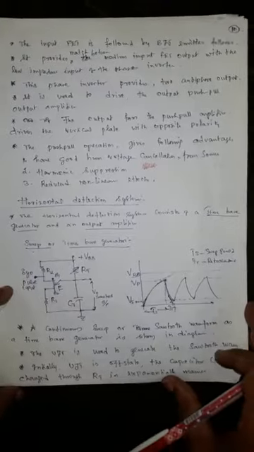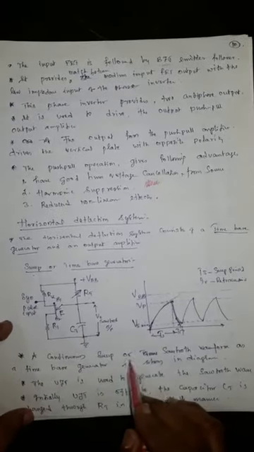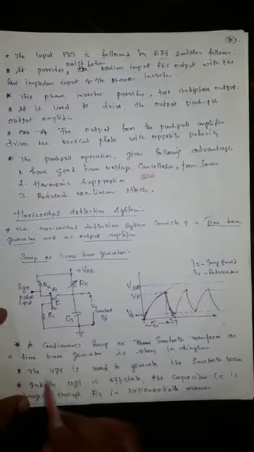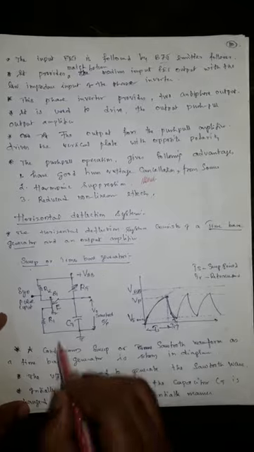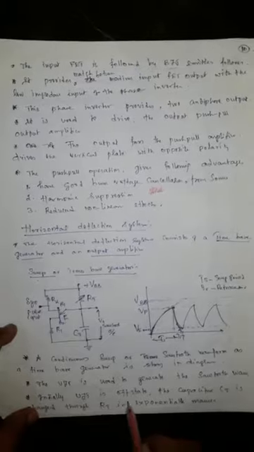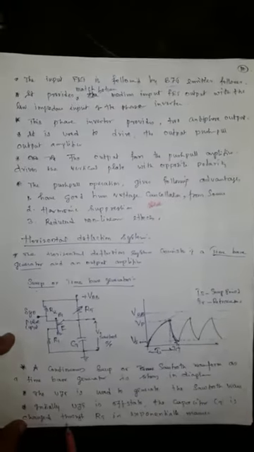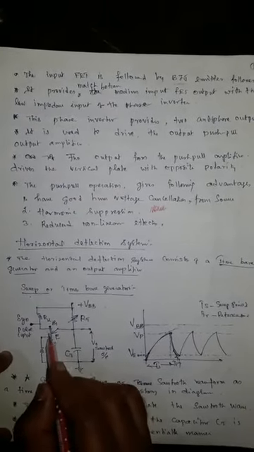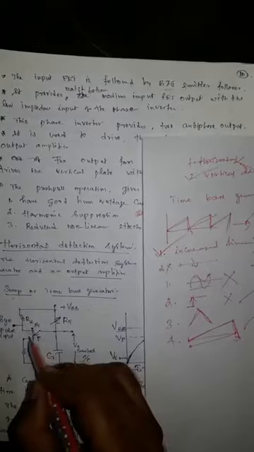Let's see how the sawtooth will be generated. A continuous sweep or sawtooth waveform of a time-base generator is shown in the diagram here. The UJT is used to generate the sawtooth wave. Initially the UJT is in the off state. The capacitor CT is charged through RT in an exponential manner. Initially the UJT will not conduct, that is, it is in the off state.